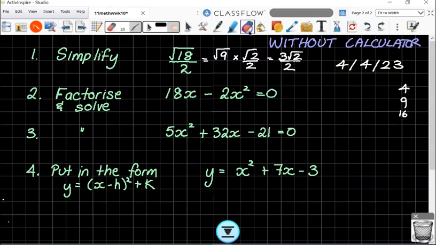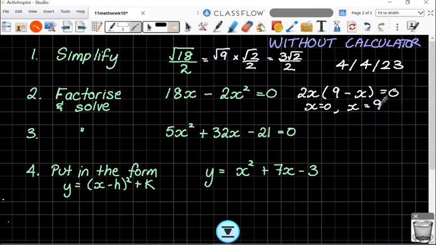Okay, next one. If the question said factorize and solve, what is the first thing that we want to look for? Common factor. Fantastic. And what is our common factor here? 2x. Okay, so we pull out the 2x and we are left with 9 minus x equals 0, and we get x equals 0, x equals 9, making sure that you finish that off.